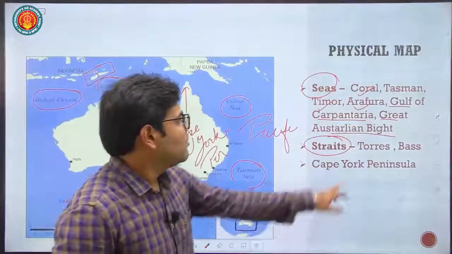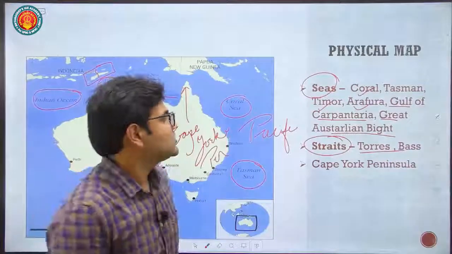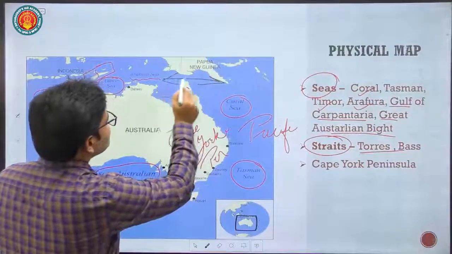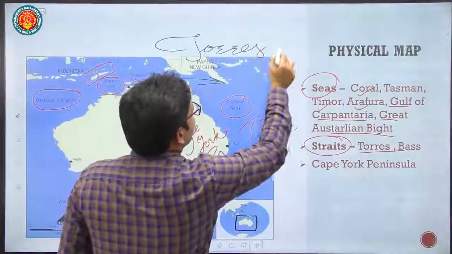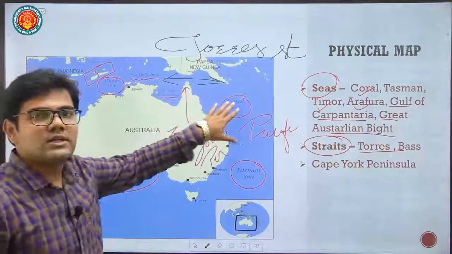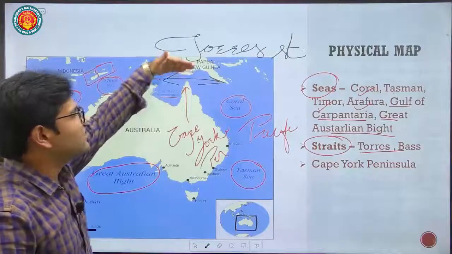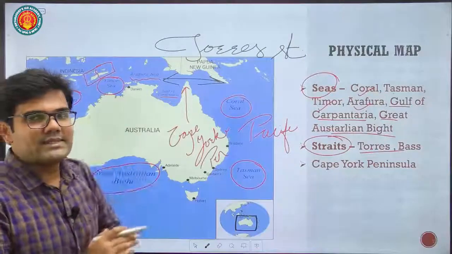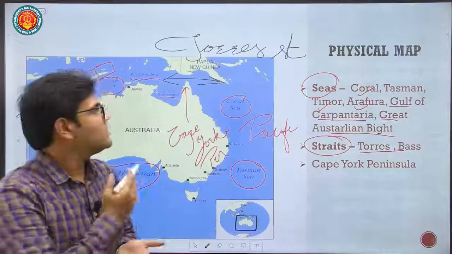Now let's move to the straits. Which are the two important straits in Australia? So Torres Strait. This is Torres Strait. Torres Strait connects Arafura Sea and Coral Sea. Also, it separates Papua New Guinea and Australia, or in the broader perspective, you can see Torres Strait separates the continent of Asia from the continent of Australia.